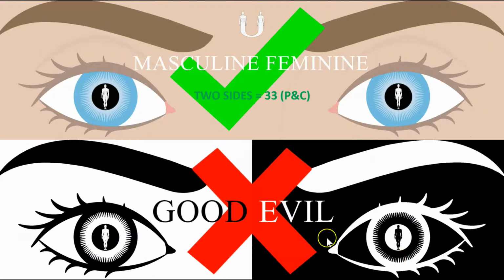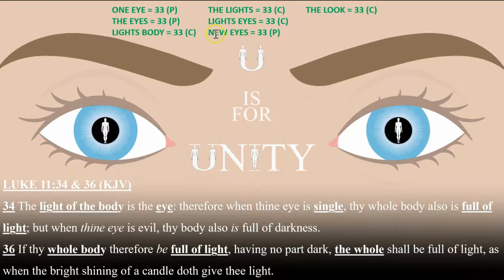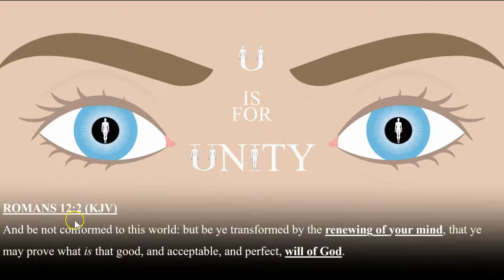But when thine eye is evil, thy body also is full of darkness. If thy whole body therefore be full of light, having no part dark, the whole shall be full of light, as when the bright shining of a candle doth give thee light. Romans chapter 12 verse 2.